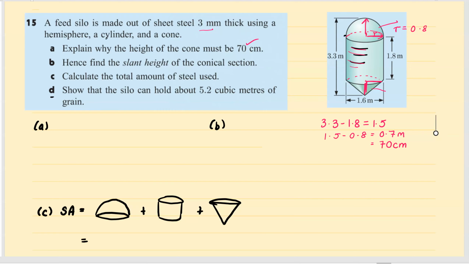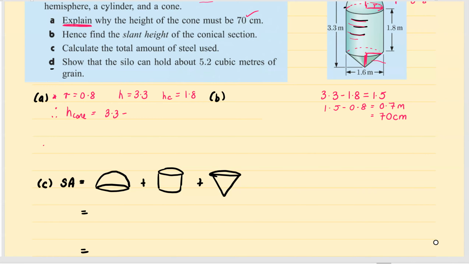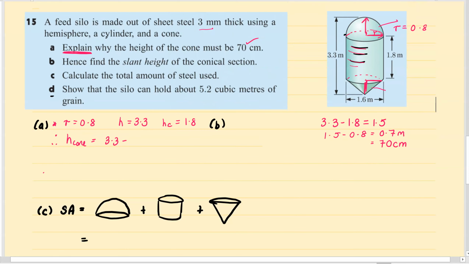Okay, so that working probably needs to go over here to show you what you've done. You can't just put 70 centimeters because you need to explain why. So little things like possibly saying the radius is 0.8, the total height is 3.3, and then you might want to say the height of the cylinder is 1.8. Notice I don't have to write height of cylinder, just an abbreviation, and we can then say, well, therefore, height of the cone is going to be 3.3 take, and so on. Okay, so hopefully that makes sense to you there.